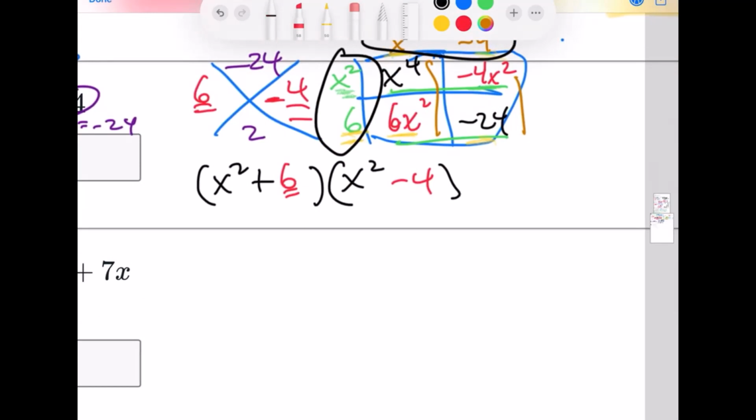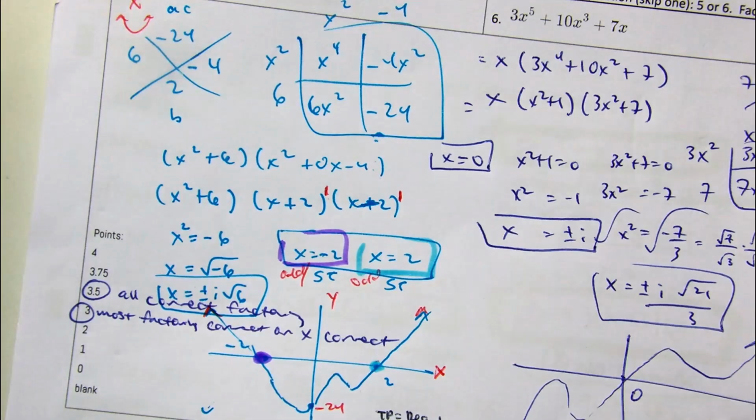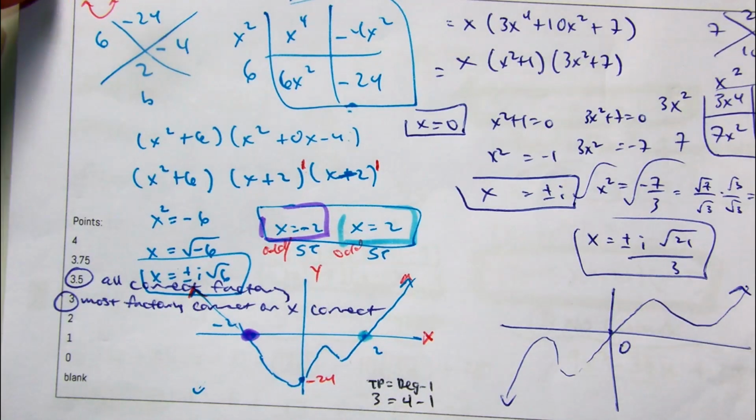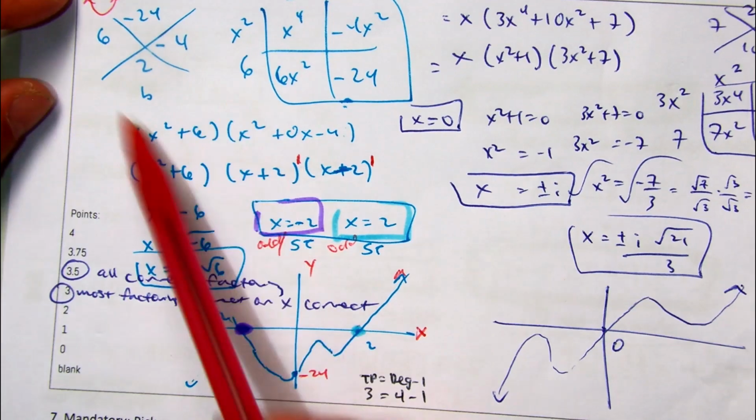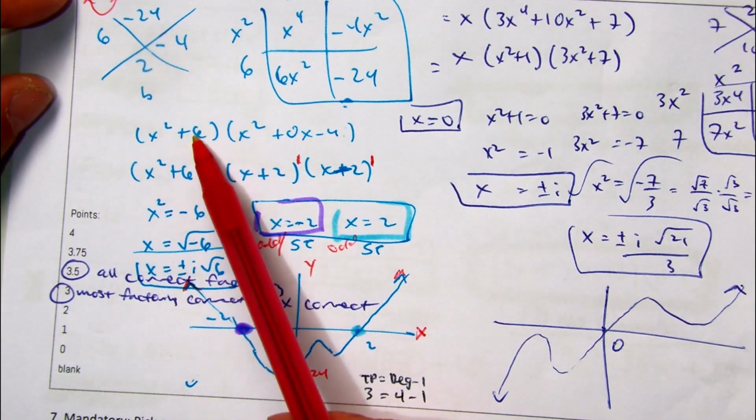You have to do it again. You still have to start recognizing the difference of squares. If you don't, put a placeholder 0x, and then when you factor that, that one's just going to be x plus 2, x minus 2. This was a common mistake for students to solve question number 5, x squared plus 6.